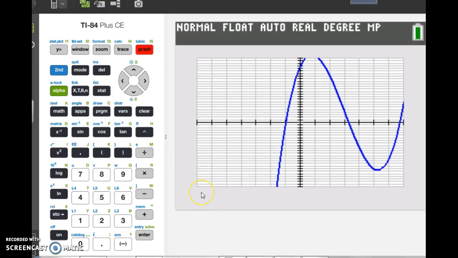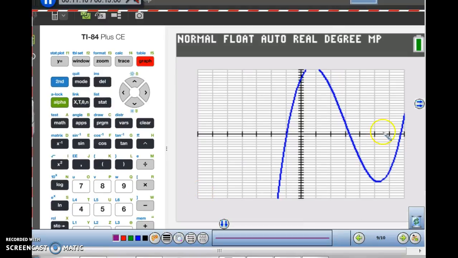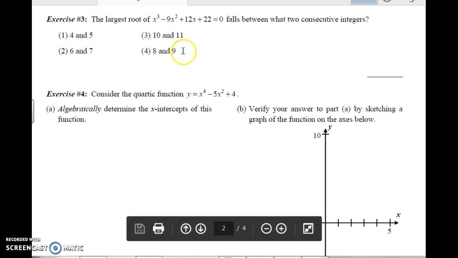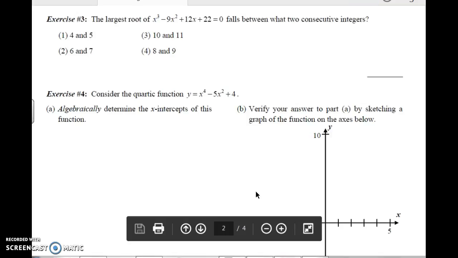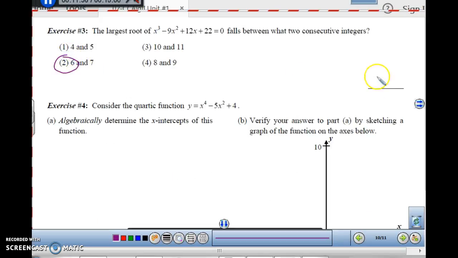All right, so my largest zero, 1, 2, 3, 4, 5, 6, is right there, between 6 and 7. My other zeros are between 1, 2, 3, and 4. So the largest root falls between what two consecutive integers? From our graph here, we can see that it's going to be 6 and 7. So it's number 2.